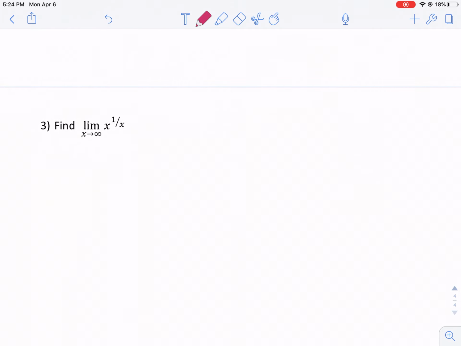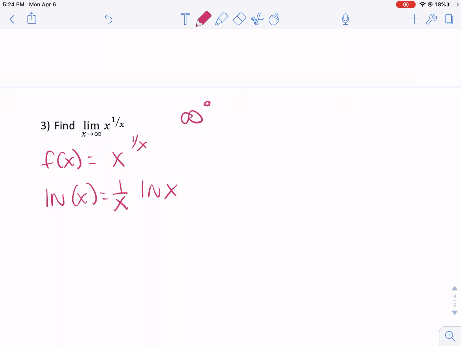Again, if you plugged in infinity here, you would have infinity raised to the 0, indeterminate form, but not ready for L'Hopital. I'm going to let f of x equal x to the 1 over x. I want to take the natural log so I can get that exponent down. And this is the same thing as this.